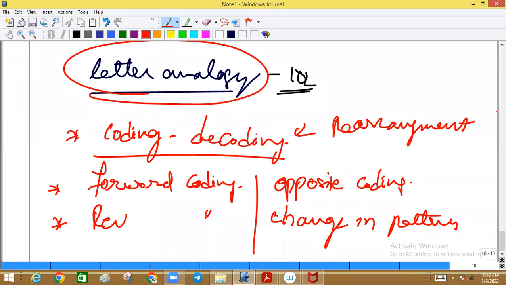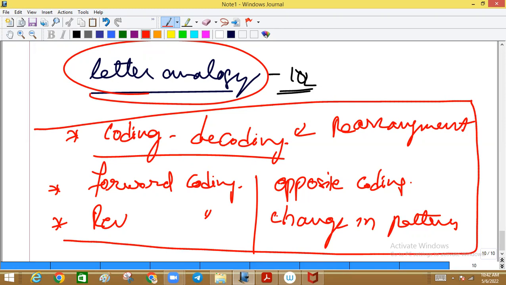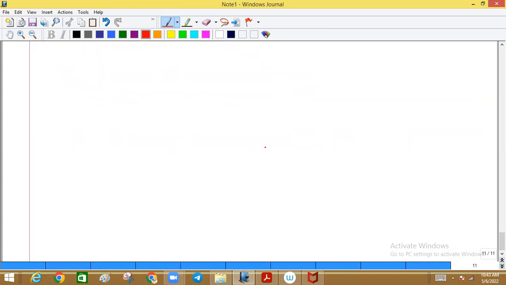So these are the areas where he is going to ask the questions. So remember these areas. If you are perfect with these areas in coding and decoding, your analogy is also over. Okay. But in spite of that, let's solve some questions. Basically the questions from letter analogy will be easy. Sometimes he may ask a difficult question, but generally they will be easy. So let's solve some questions for the sake of practice.